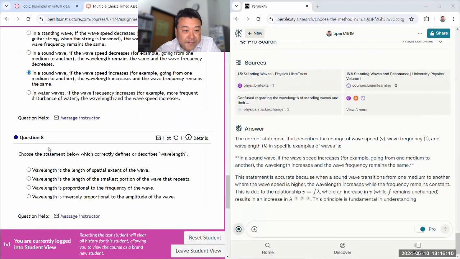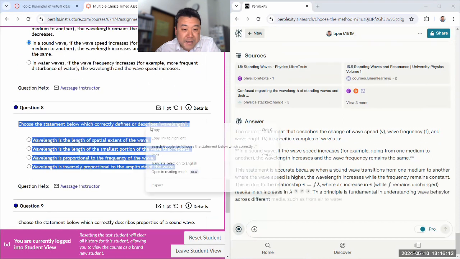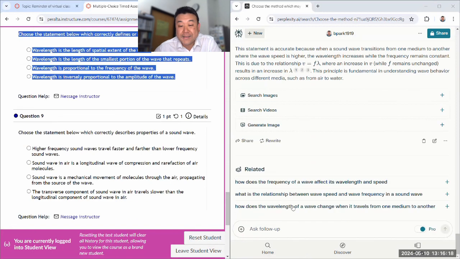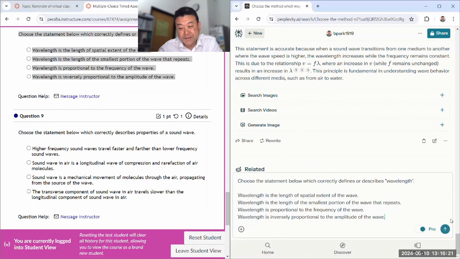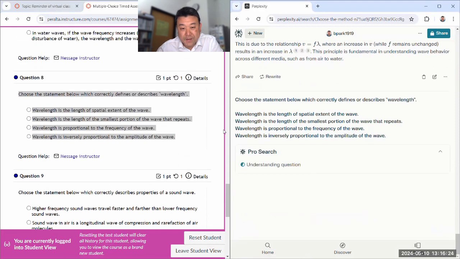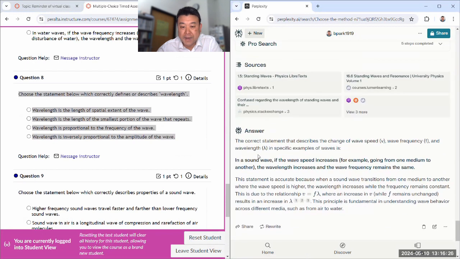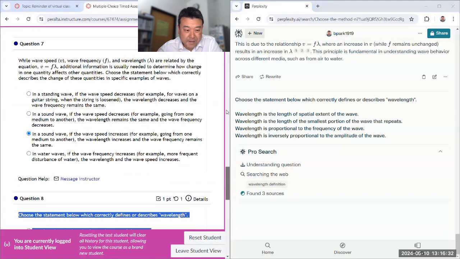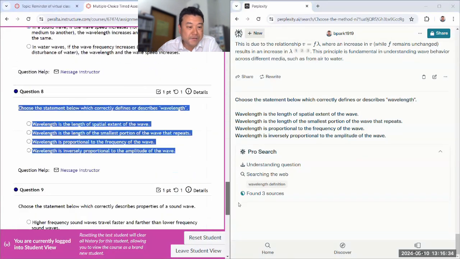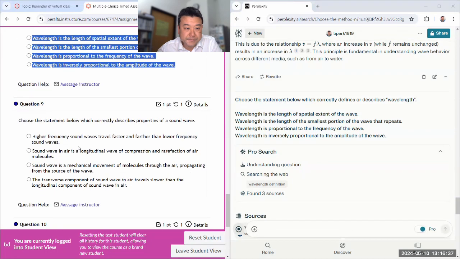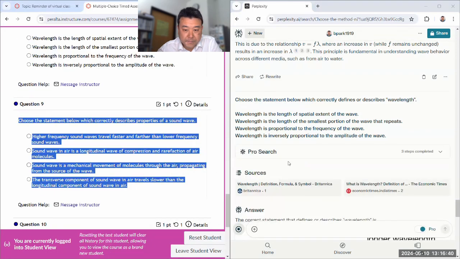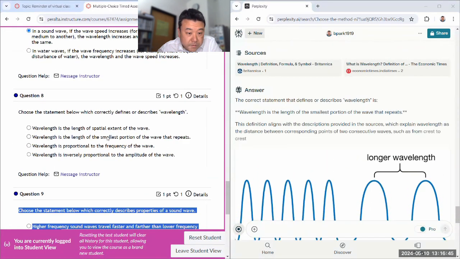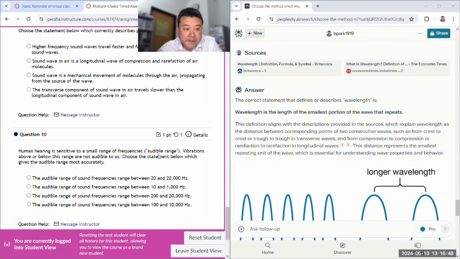Look at this one. Yeah, it is answering in a format that makes it easier to cheat. I don't know if I like that it's helping me cheat, but man, if it's answering faster, it highlighting the choice like that actually would have helped me. But today, because it's answering so slowly, it's not helping me that much. Wavelength is the length of the smallest portion. Is that that? Yeah. All right.